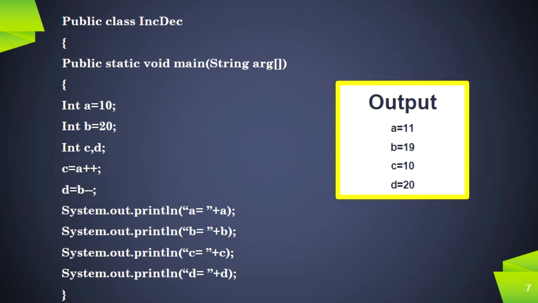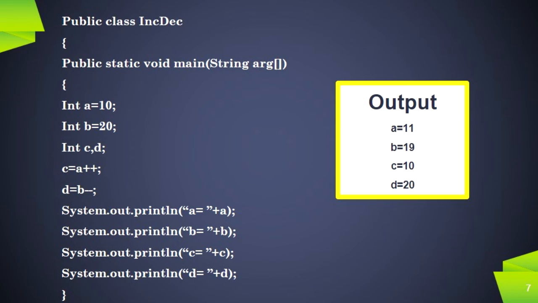Next, system.out.println. So what are the outputs we can get from these values? So first I am going to take a is equal to plus plus a. So plus plus a will invoke the value 10 and it will increase by 1, that is in the output you can see a is equal to 11. Second one, system.out.println b is equal to minus minus b. Again b will invoke on the value 20. So what does b do? B will be decremented by 1. So the value is 20 and it is decreased by 1. So the output you can see b is equal to 19.